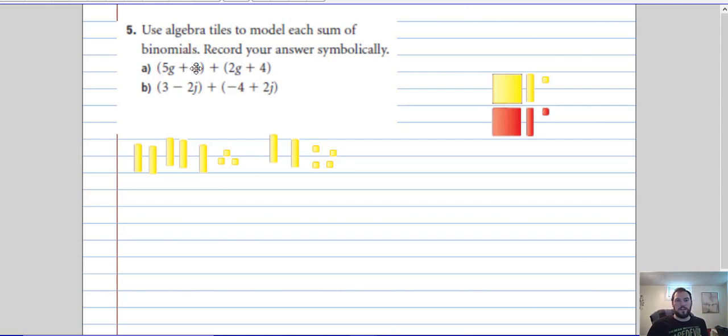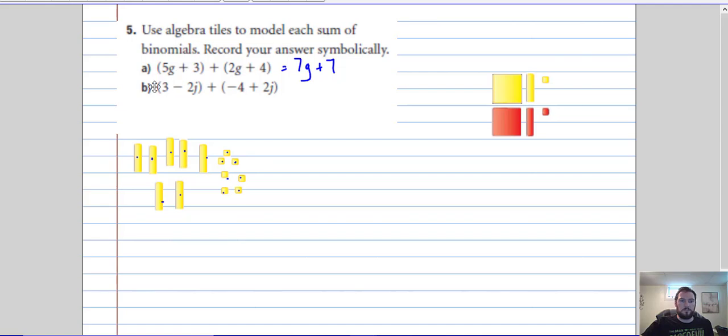So the idea of addition when it comes to algebra tiles, you're just smashing the two groups together. I'm just taking these two groups of tiles and putting them together. So my g's go together and my 1's all go together, and now we're simply going to count. I have 1, 2, 3, 4, 5, 6, 7, so there's 7 g's, and I have 1, 2, 3, 4, 5, 6, 7, 7 1's, so 7g plus 7. And then the same thing can be done for question B.